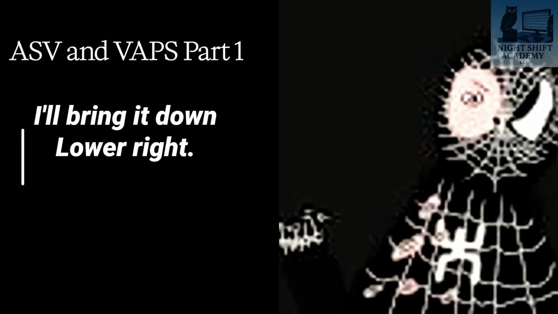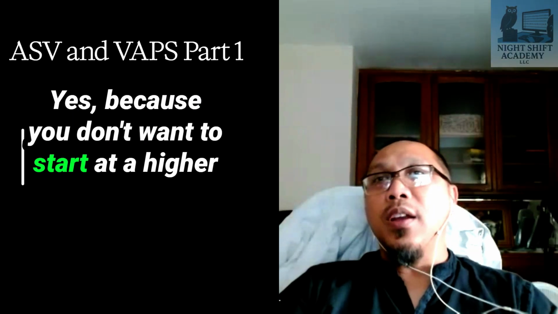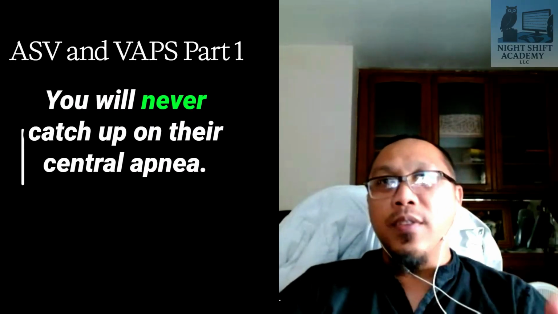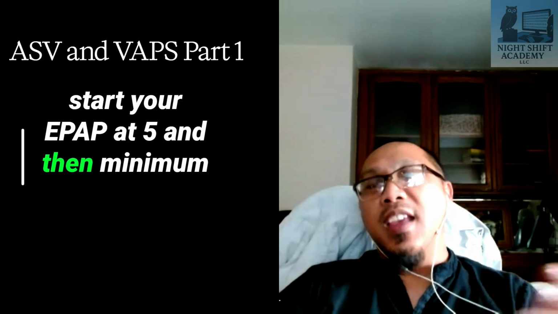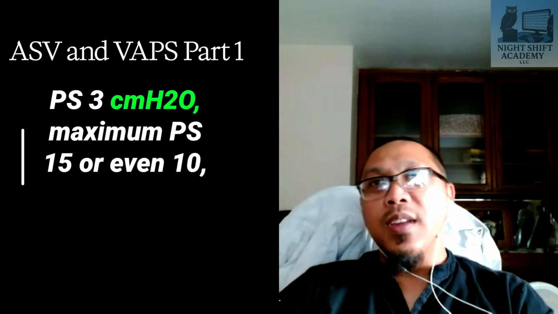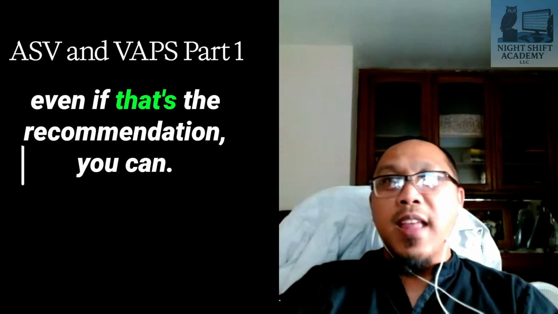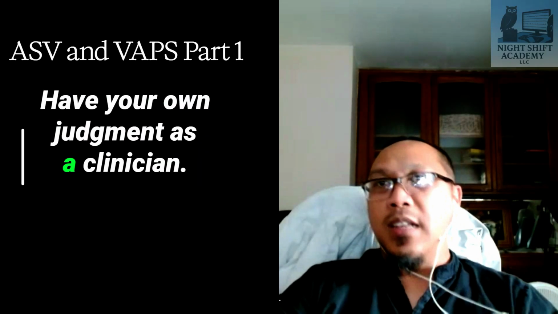What do you say? Bring it down. Sure. Lower, right? Yes, because you don't want to start at a higher pressure and overventilate your patient. You will never catch up on their central apnea. So even if the manufacturer says you should start your EPAP at 5, minimum pressure support 3, maximum pressure support 15, or even 10, even if that's the recommendation, you can use your own judgment as a clinician.